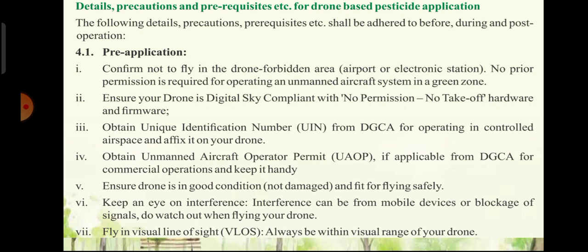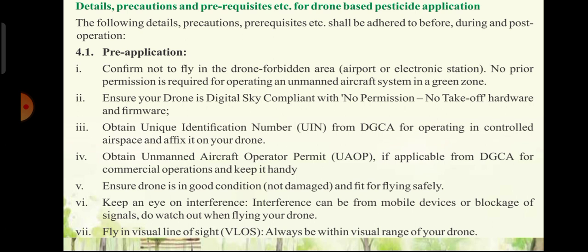Keep an eye on interference. That means if two drones are going side by side, they should not cause damage to each other, or the drone should be under one human surveillance, or some of the persons should always keep one eye on the drone, so that accidents are not caused. Interference can be from mobile devices or blockage of signals. Do watch out when flying your drone.